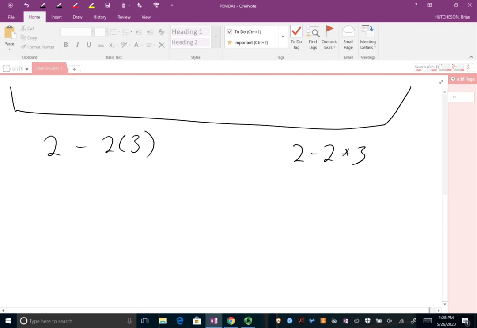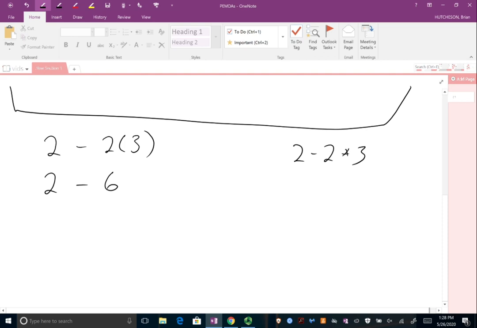PEMDAS says, order of operations says, we do anything inside the parentheses first. Well, we just have a 3. There's nothing we can do to it. Then we look for exponents. We don't have one. And next comes multiplication and division. Do we have any one of those? The answer is yes, we have 2 times 3. Well, 2 times 3 gives me a 6.